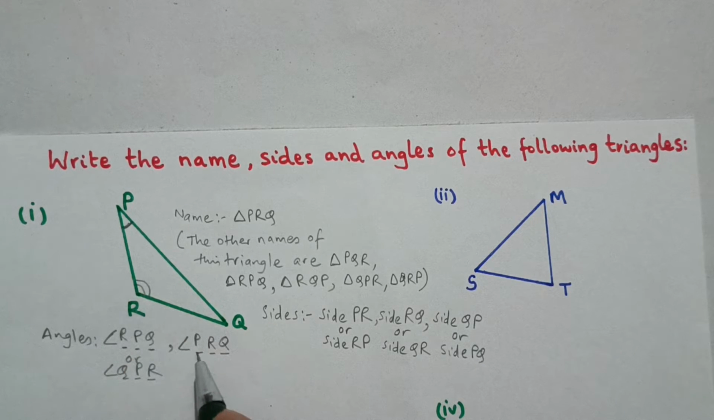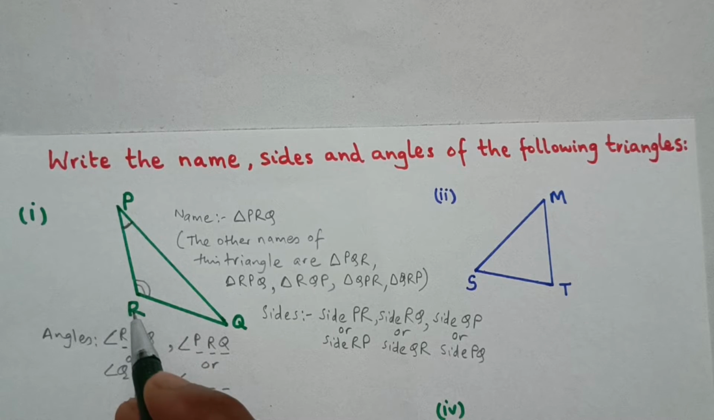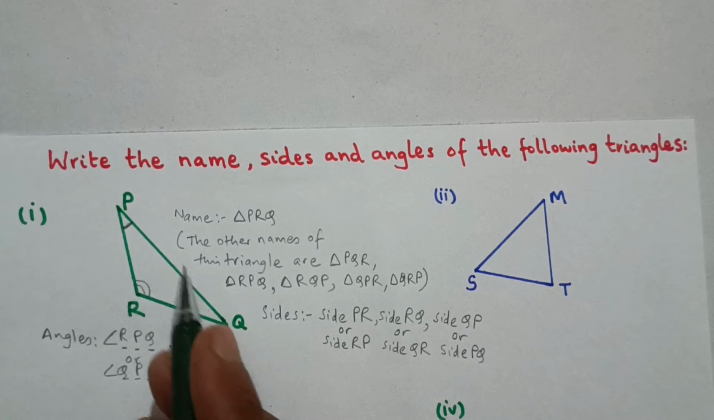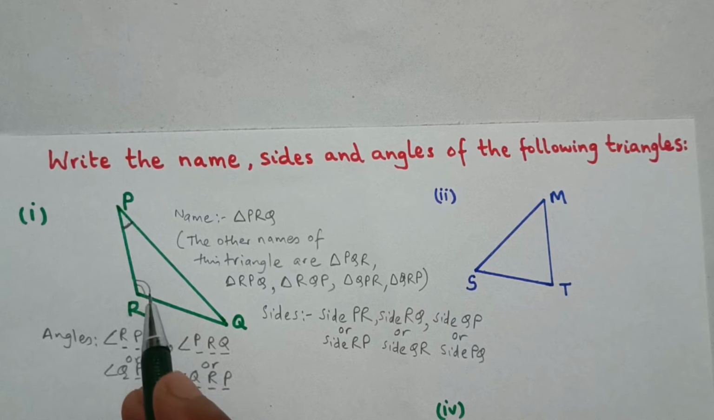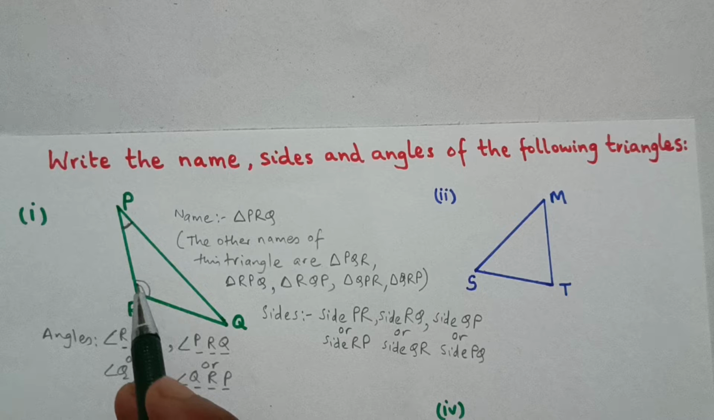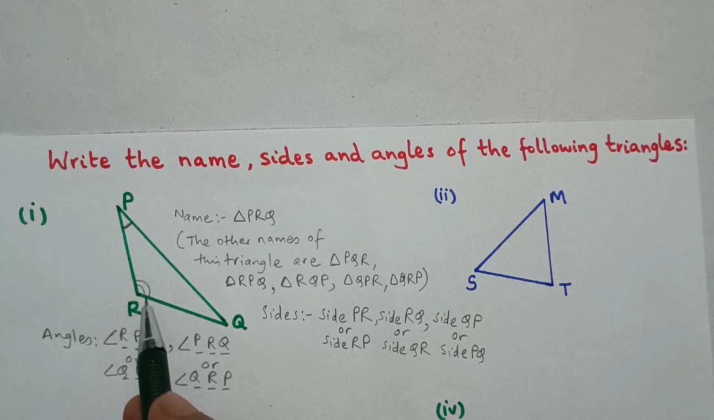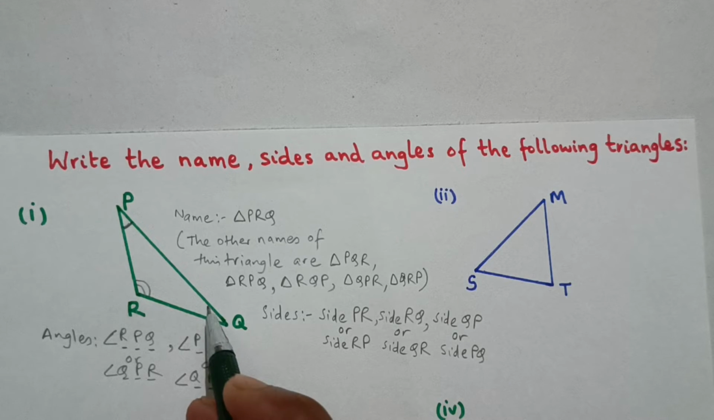So this angle is angle PRQ. Since this angle is formed at corner R, R will be the middle letter and the remaining two spaces will be the other two letters of this triangle. So the other two letters are P and Q. So I will write Q over here and P over here. So this angle is angle PRQ or angle QRP. Both represent this angle. And then this is the remaining angle.